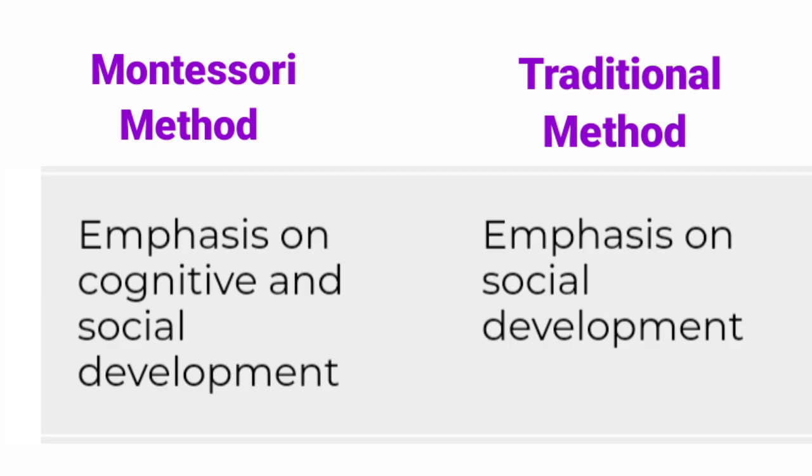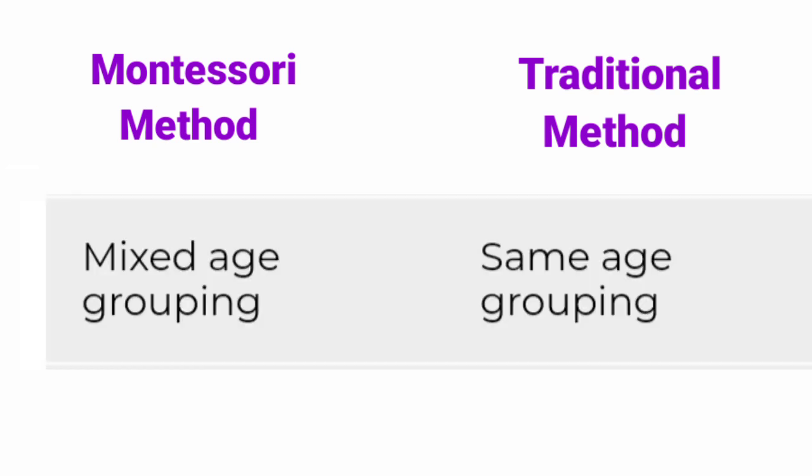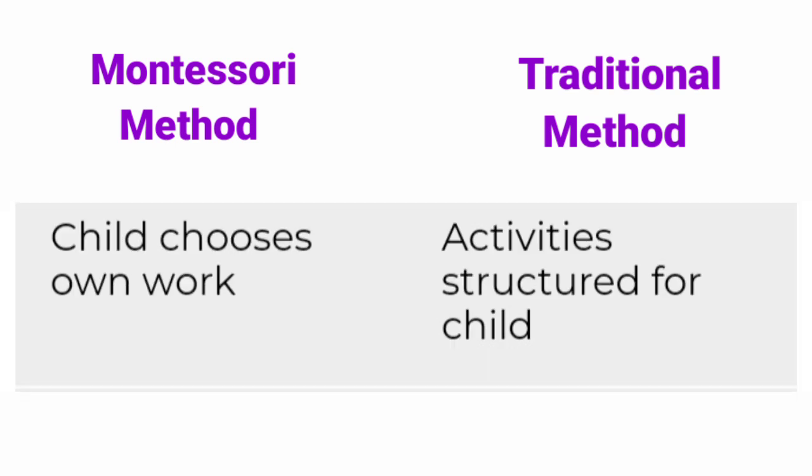Now, let's see some differences between the Montessori method and the traditional method. In the Montessori method, the emphasis is on cognitive and social development. And in the traditional method, the emphasis is on social development. Next, children will have a mixed age group in the Montessori classroom. But in the traditional method, there will be children of the same age group. In the Montessori method, the child chooses the work, but in the traditional method, activity is structured for the child.